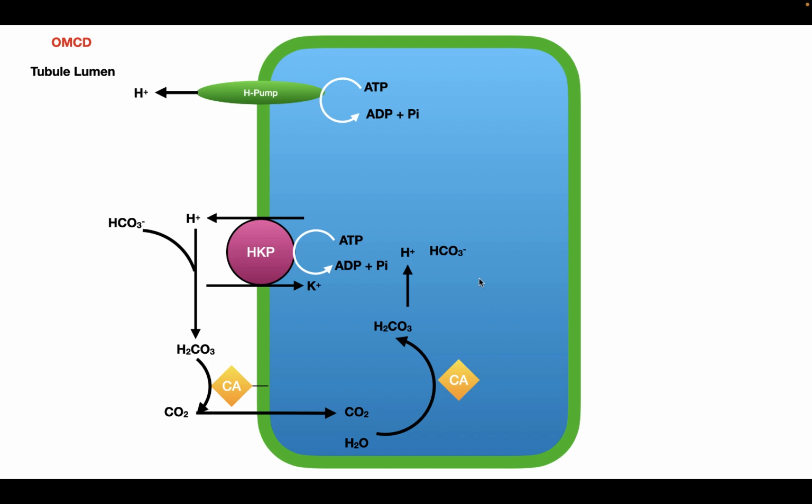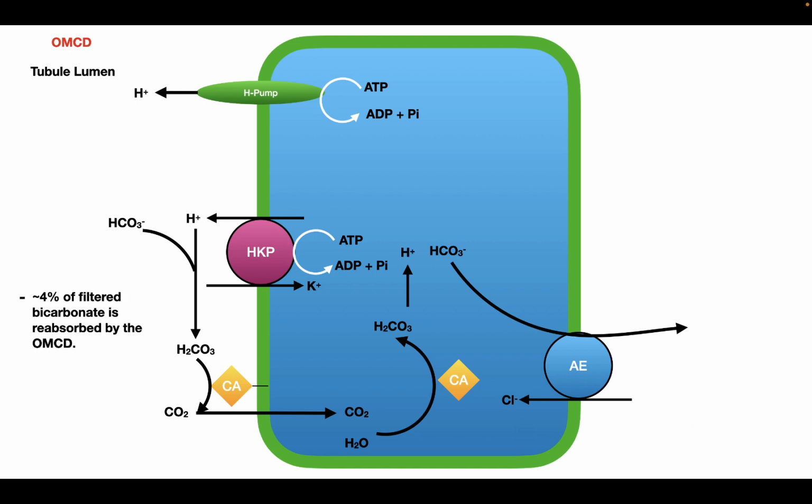Now the protons are going to be recycled through this pump here and the proton pump, where they can be pumped back out into the tubule lumen, whereas the bicarbonate is going to be exchanged by anion exchangers for chloride. So these anion exchangers move bicarbonate into the interstitial fluid, and then they bring in chloride. So when it's all said and done, around 4% of filtered bicarbonate is reabsorbed by the outer medullary collecting duct.